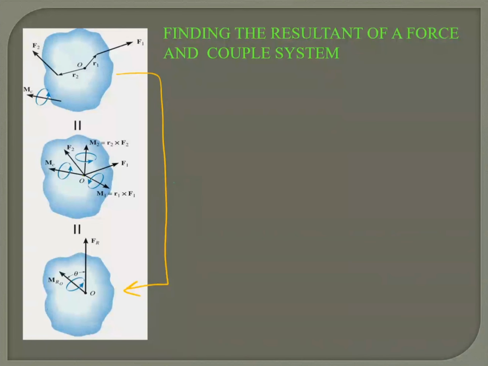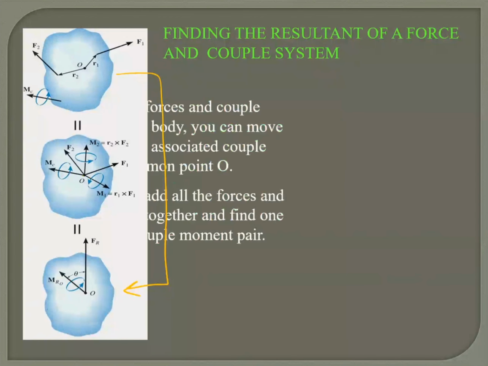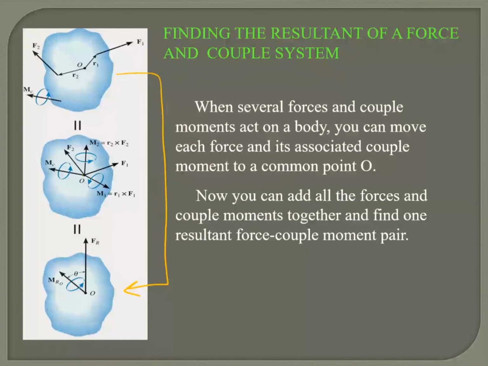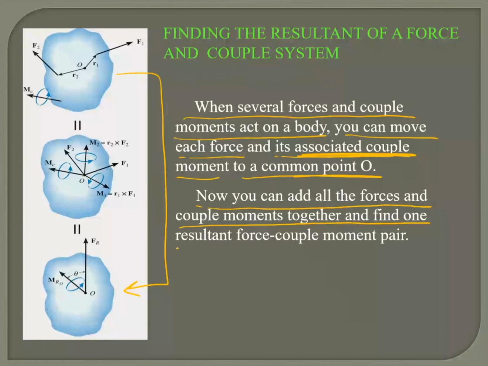So remember, when you move a force from one point to the other, then you have to create its couple moment. But if you're moving a force along a force line, then you do not create a couple moment. So let us read the text. It says there, when several forces and couple moments act on a body, you can move each force and its associated couple moment to a common point O. Now you can add all the forces and couple moments together and find out the resultant force couple moment pair.